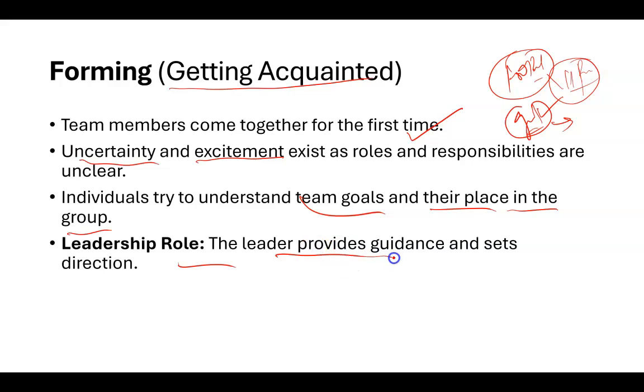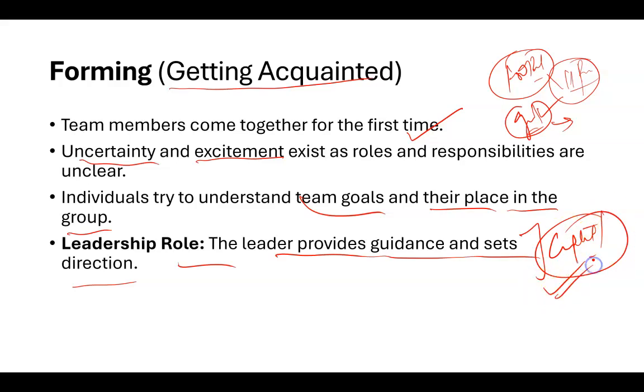Leadership role: the leader provides guidance and a set of directions. So then you have your captain, you have your leader. He is the person who actually guides each and every team member on what the team goal is, what the various challenges are that we are going to face, how we are going to solve them, and what the role of each team member is in the organization or in the team.